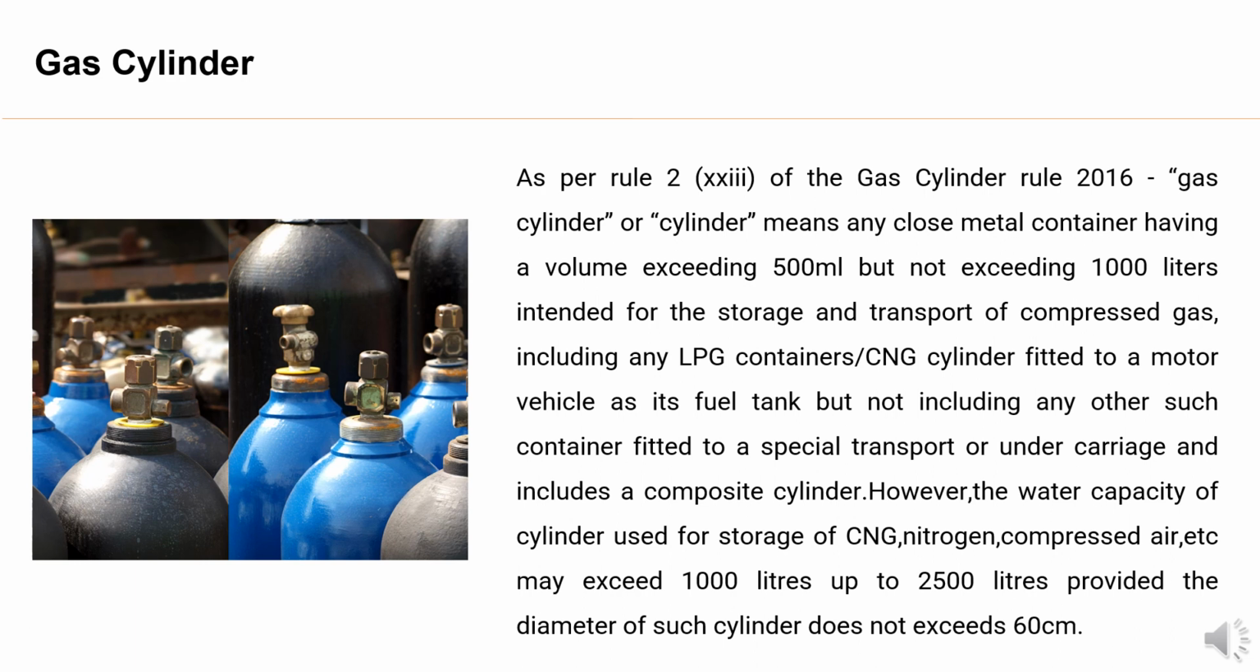However, the water capacity of cylinder used for storage of CNG, nitrogen, compressed air, etc. may exceed 1,000 liters up to 2,500 liters provided the diameter of such cylinder does not exceed 60 centimeters.